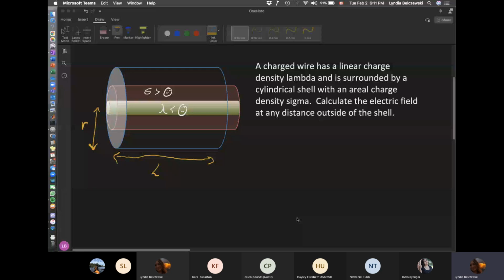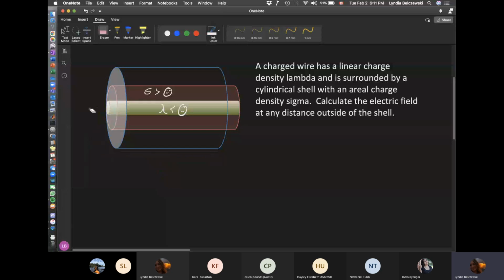Okay, looks like we're pretty much ready to move on. So to calculate the total amount of charge contained in our Gaussian surface, let's do it for one object at a time. Once we've found how much charge from the wire is contained in the Gaussian surface and how much charge from the shell is contained in the Gaussian surface, then we can just add those together.